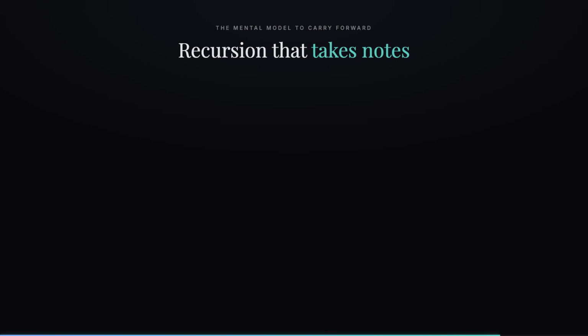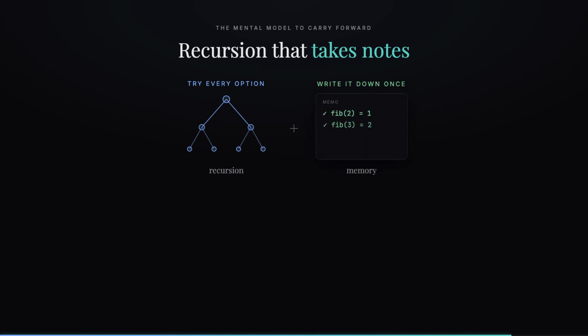Carry this mental model forward. Picture dynamic programming as recursion that takes notes. Try every option, that is recursion. But the first time you solve any subproblem, write the answer down and never solve it again. That is the memory. Everything else, tables, space tricks, fancy states, is just engineering on top of these two ideas.